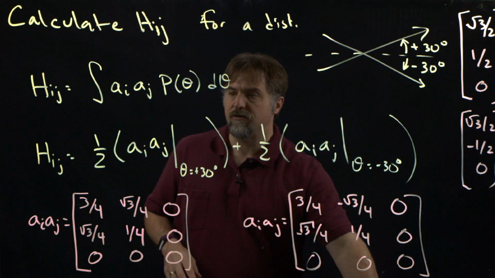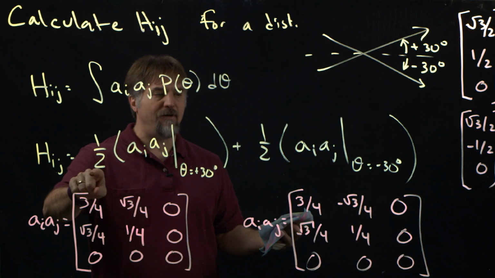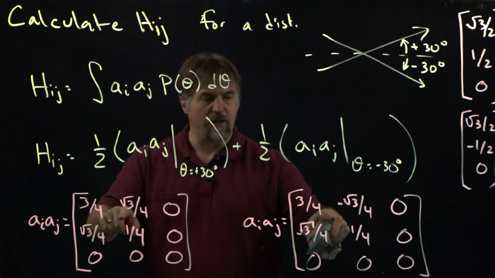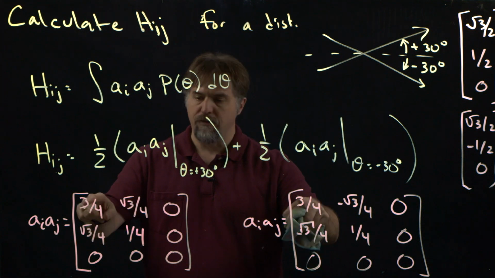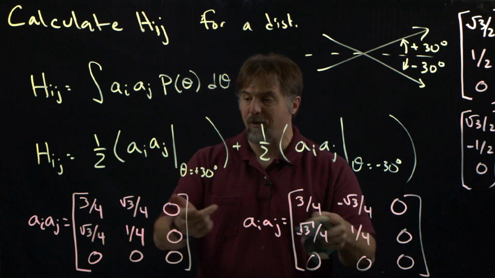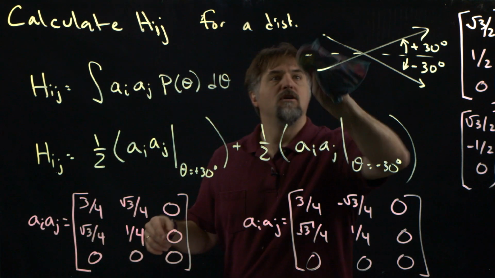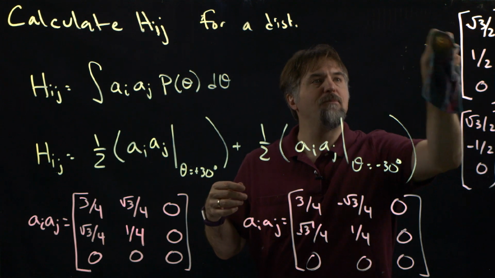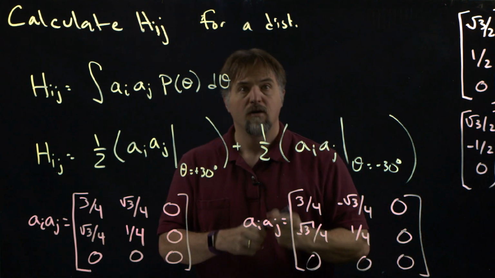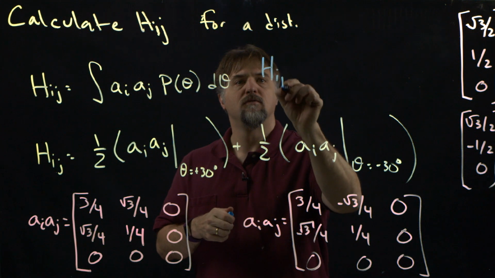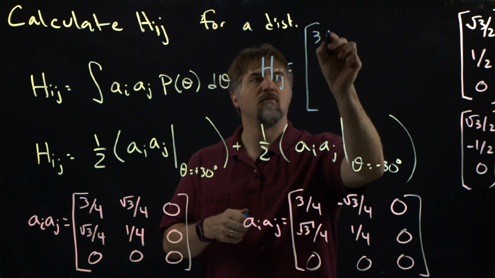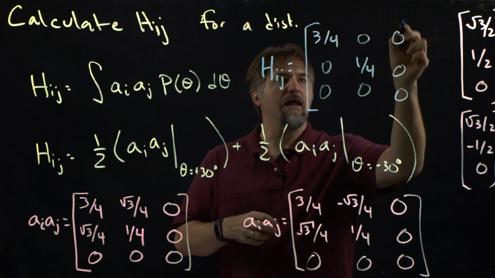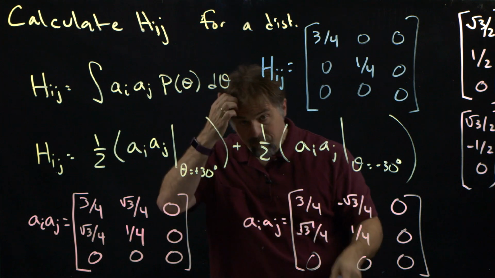So now if we take these two and we multiply them by 1/2 and add them, you can see what's going to happen. The off-diagonal terms are going to cancel out, and the on-diagonal terms are the same, so when you multiply them both by 1/2 and add them, you're going to get the same thing. So we'll end up with that. So that's what H turns out to be.